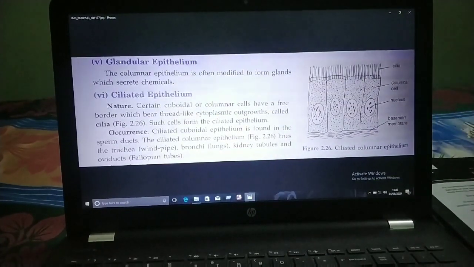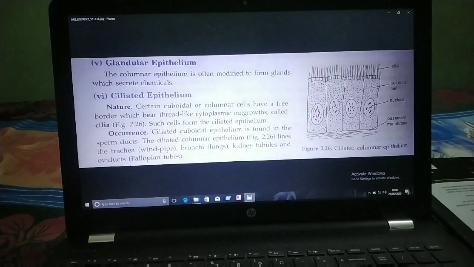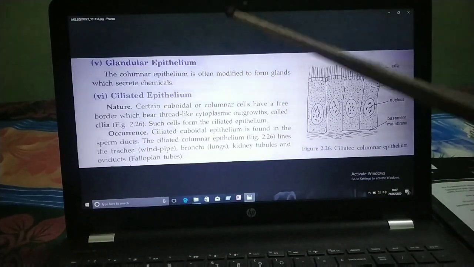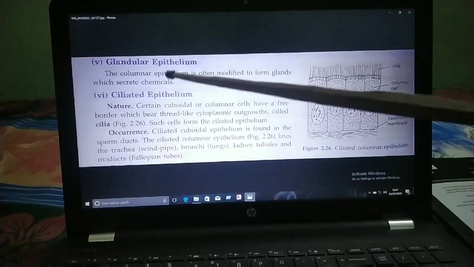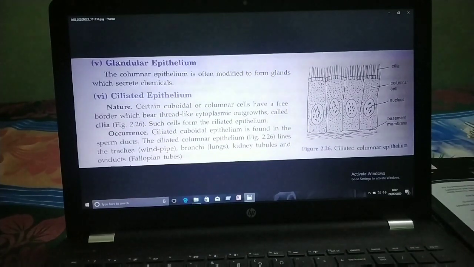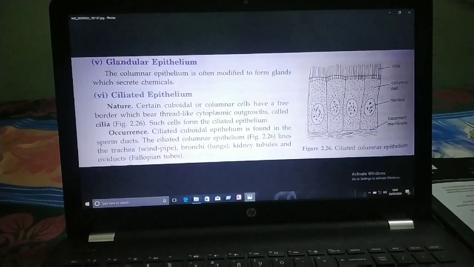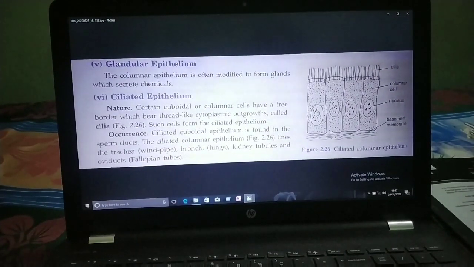The next one is the glandular epithelium. The columnar epithelium is often modified to form glands which secrete chemicals. This columnar epithelium is modified to form the glands. Next is the ciliated epithelium tissue. Certain cuboidal or columnar cells have a free border which bears thread-like cytoplasmic outgrowths called cilia. You can see the cilia in this portion. Such cells form the ciliated epithelium.